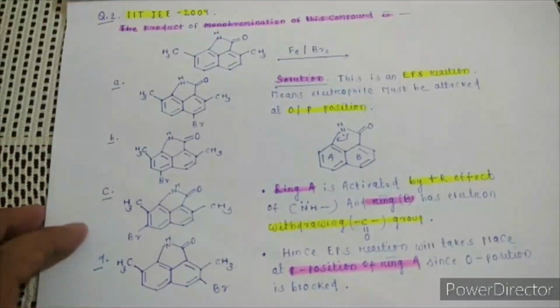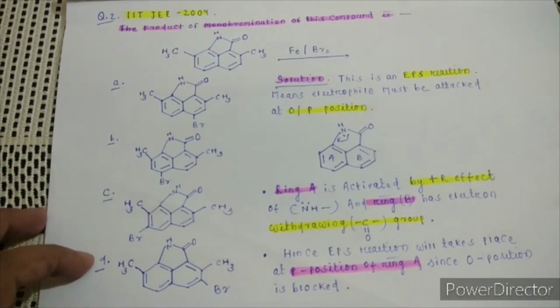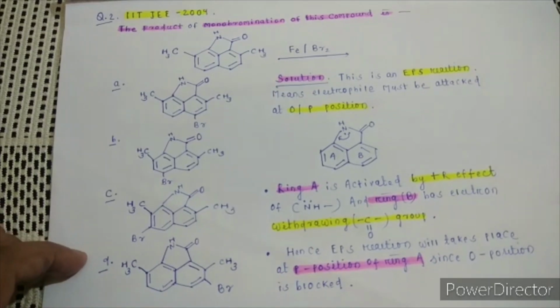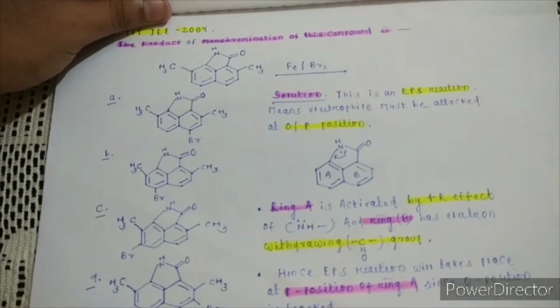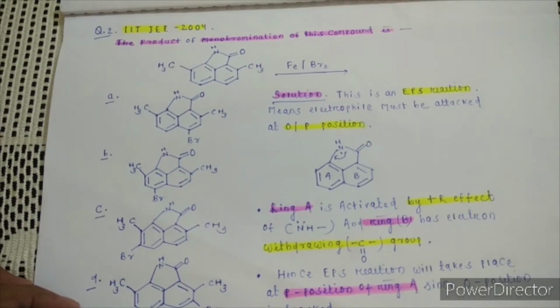So this is question number 2 which was asked in IIT JEE in the year 2004. Look, the product of monobromination of this compound is what? A compound is given, and you have to do a monobromination. Monobromination means a single Br atom you have to add to the substrate.